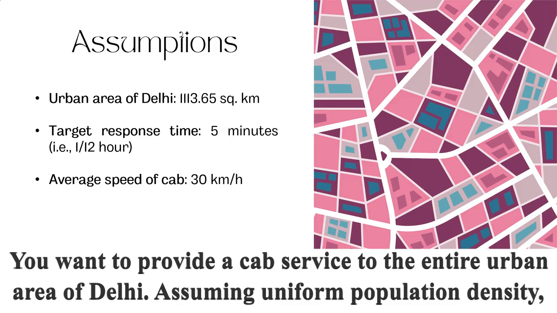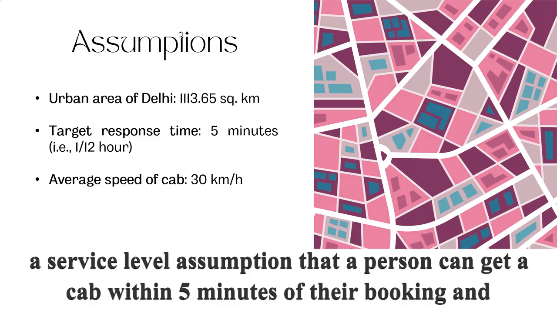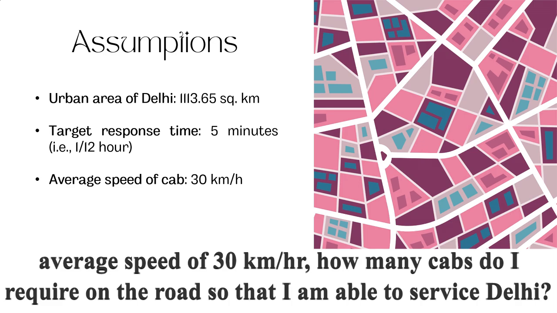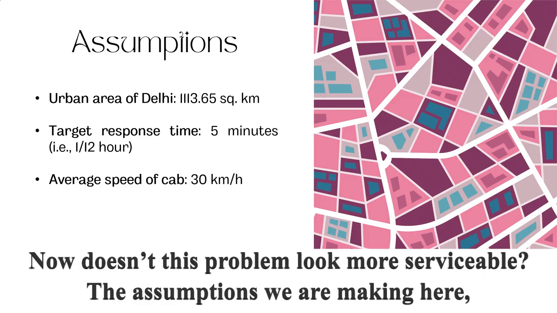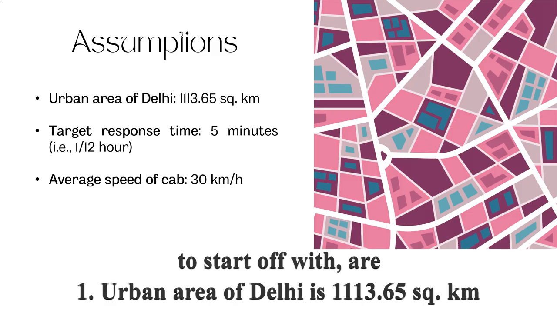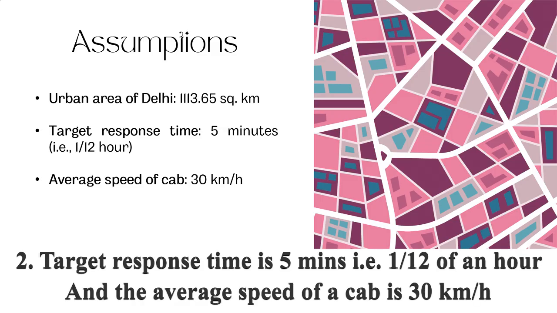Assuming uniform population density, a service level assumption that a person can get a cab within 5 minutes of their booking, and an average speed of 30 kilometers per hour, how many cabs do I require on the road so that I am able to service Delhi? Now, doesn't this problem look more serviceable? The assumptions we are making here to start off with are: 1. Urban area of Delhi is equal to 1113.65 square kilometers. The target response time is 5 minutes, that is 1/12 of an hour.